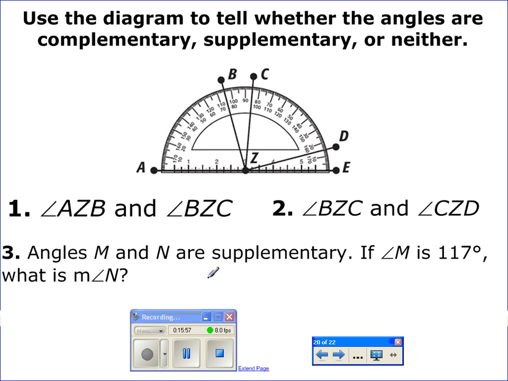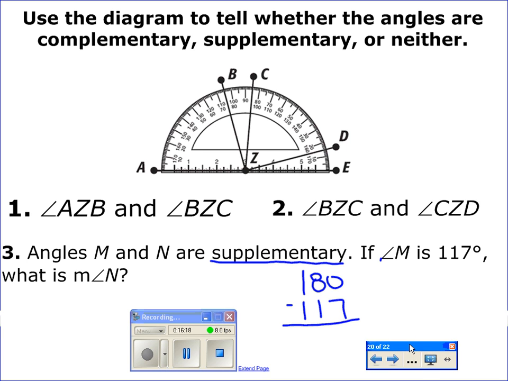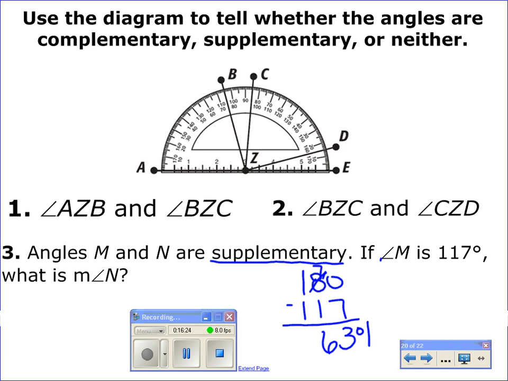Let's just do number 3 on this one. It says angles M and N are supplementary. The measure of angle M is 117 degrees. What is the measure of angle N? Supplementary angles add up to how many degrees? 180. So you are going to subtract 180 minus 117. The measure of angle N is 63 degrees.